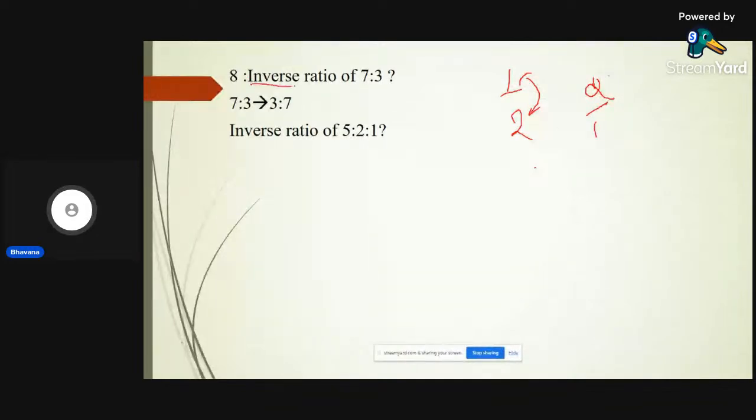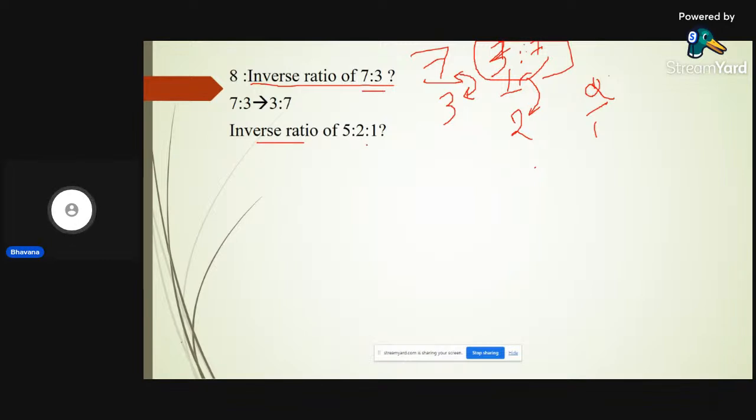Here they have asked the inverse ratio of 7 is to 3. For 7 is to 3, we just inverse it. So here we will get 3 is to 7. So this is the inverse of 7 is to 3. For a 2-term ratio, we can easily find the inverse value.